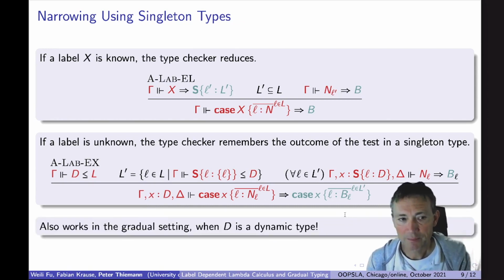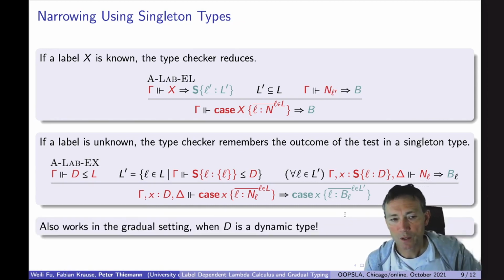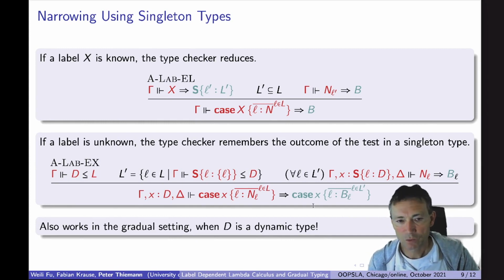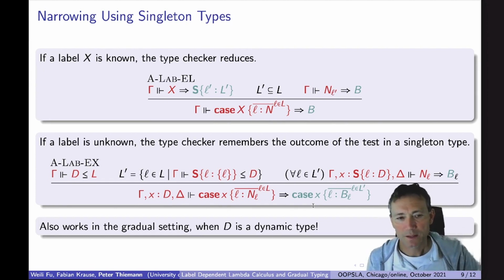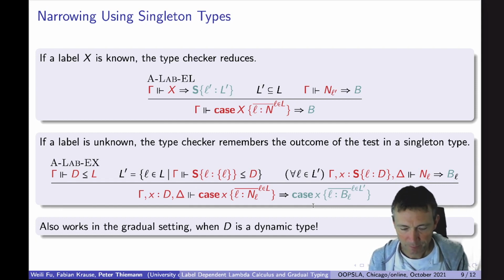And remarkably, the same approach also works in the gradual setting. So the rule that I'm showing you here is for LDLC, but the same rule with one tiny change here also works in the gradual setting. And there's some really interesting technical details behind this, but no time.